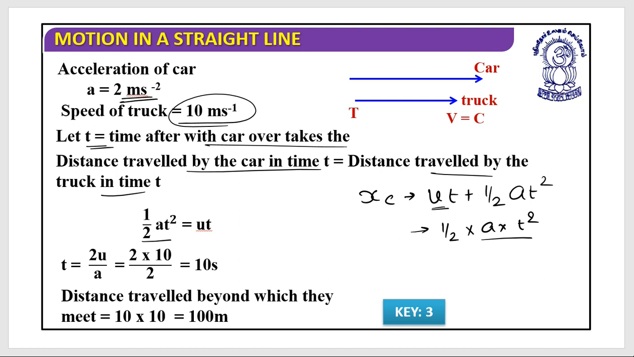And the distance traveled by the truck, as it is not having any acceleration, is u into t. If I solve this, one t would be gone, and t is equal to 2u by a. This is 2 into 10 by 2, which is 10 seconds. So after 10 seconds, the car is going to overtake the truck. Now the distance traveled is u into t. u is 10, time is 10. So the car overtakes the truck after traveling a distance of 100 meter.